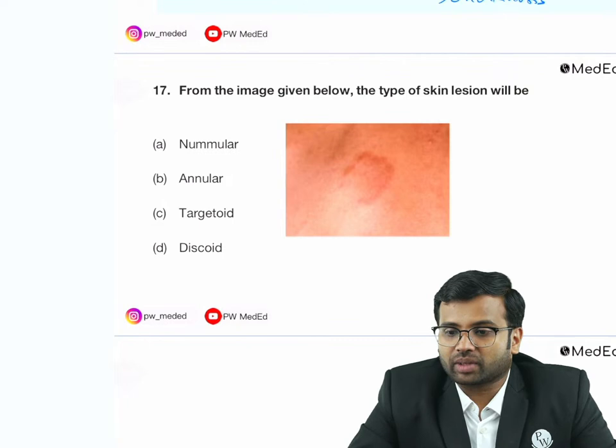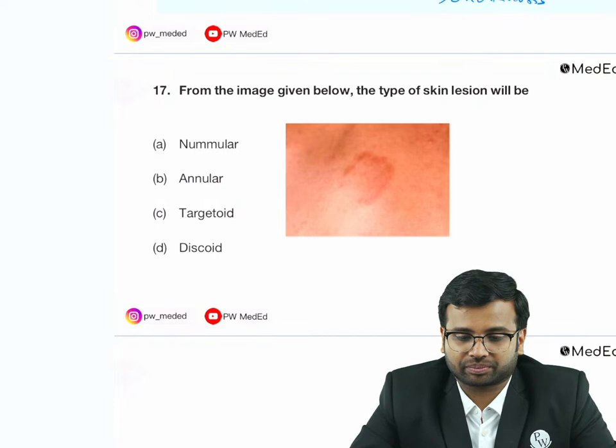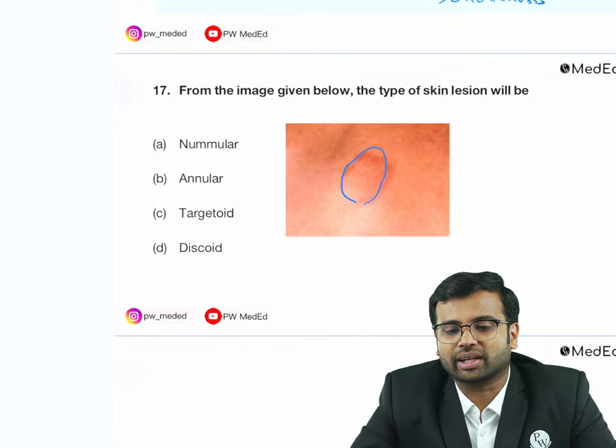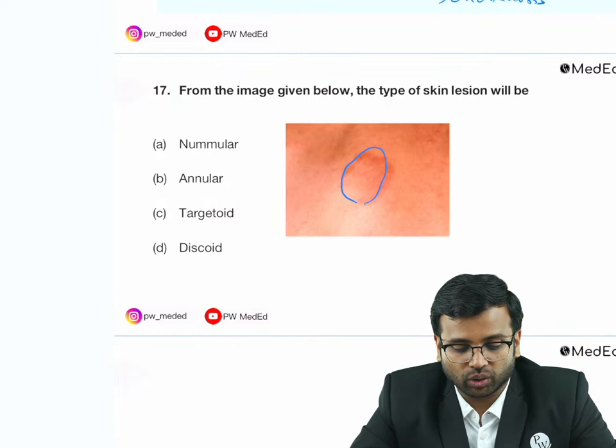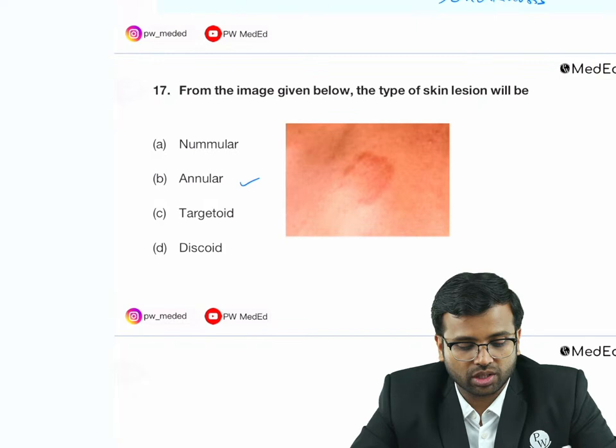So the next one is, from the given image, what is the type of skin lesion? So what is the type of skin lesion that you can see here in this type of skin image? Now this is a rounded skin lesion, right? So whenever you find a rounded skin lesion, how do you call it? Do you call it nummular, annular, targetoid or discoid? So this is a pretty straight question. So this one is called an annular skin lesion.